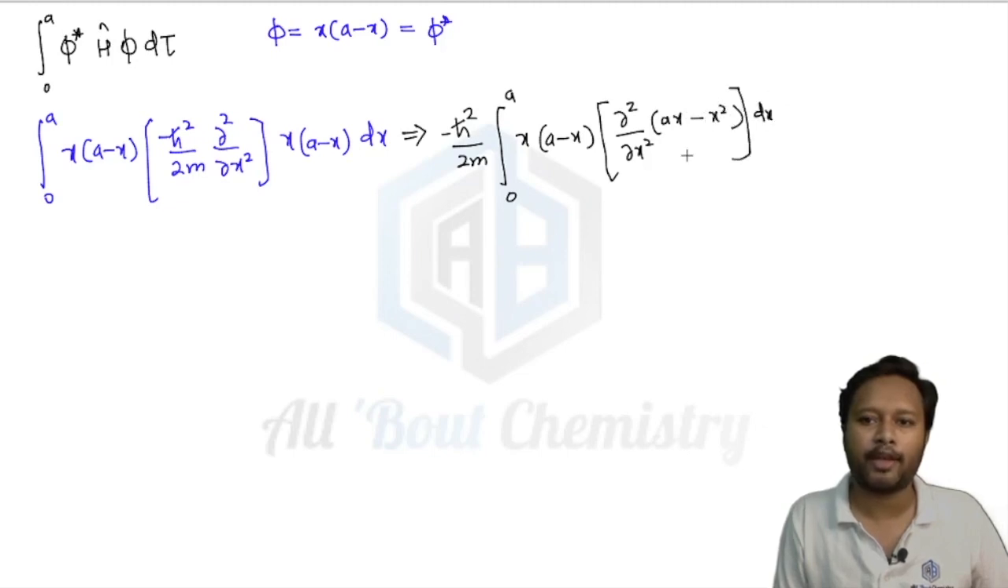What I have to do is differentiate it 2 times. I will do it in the rough space over here. So I have to differentiate it 2 times. When I differentiate once, d by dx of ax minus x square.